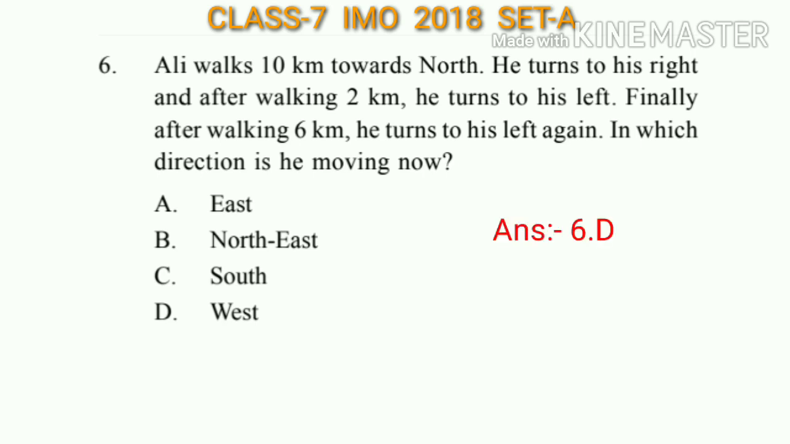I have drawn the picture here. Look at the picture. He walks 10 km towards north. Then he turns to his right, and after walking 2 km, he turns to his left. Finally, after walking 6 km, he turns to his left again. So now he is moving in west direction. So the answer will be option D.